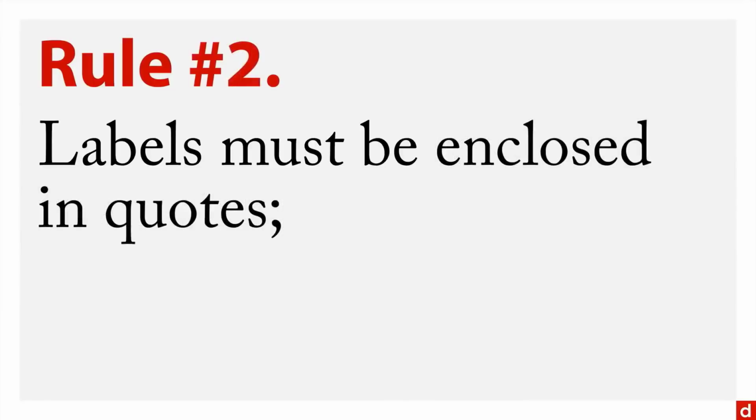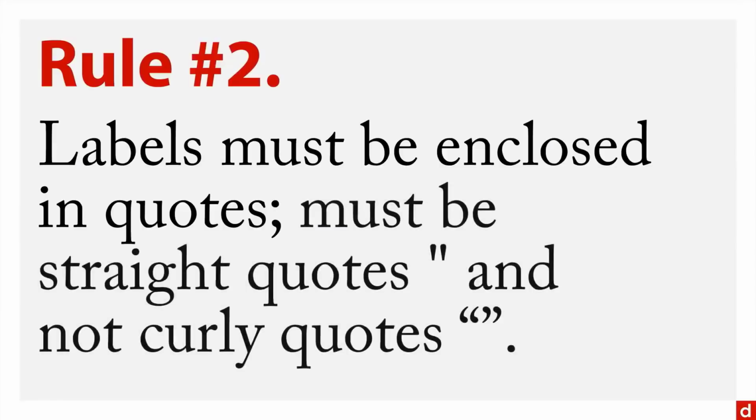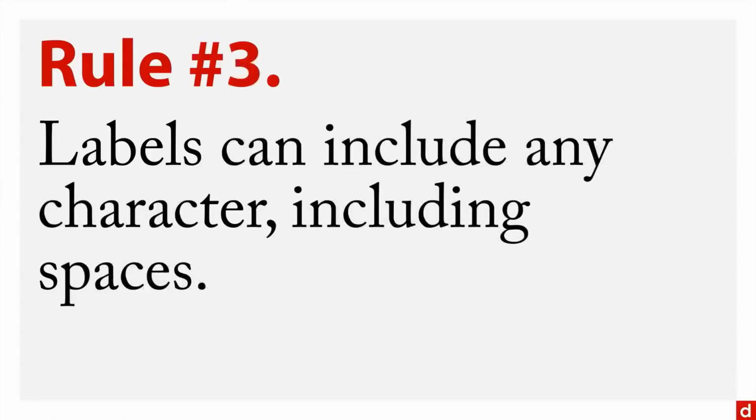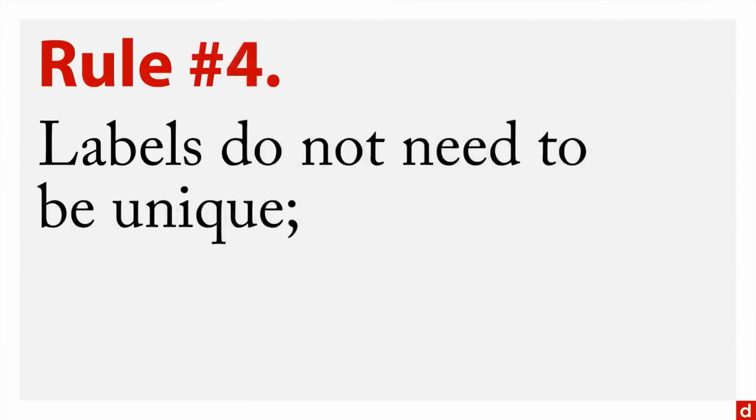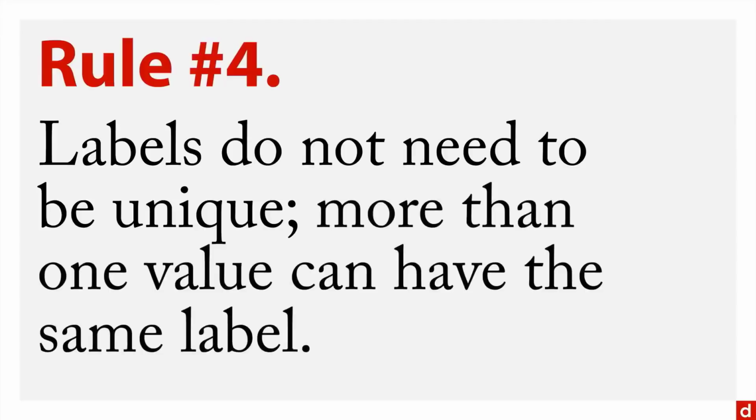Rule number 2, like the variable labels, the value labels must be enclosed in quotes, and they need to be the straight quotes and not curly quotes. Rule number 3, labels can include any character, including spaces. That's good. This is an interesting one. Rule number 4, the value labels do not need to be unique. That is, more than one value can have the same label.